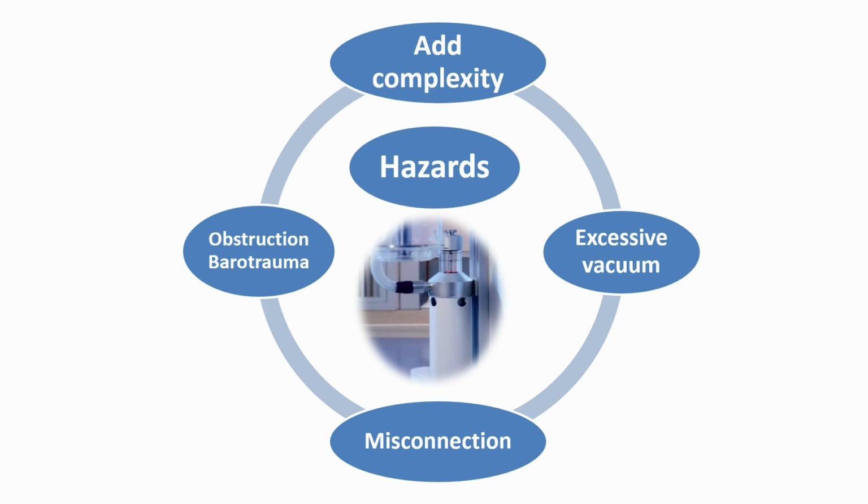What are the hazards of this system? It will add to the complexity of the anesthesia machine. Much more lines, much more hoses and connections. This will add much complexity to our system. Other hazards are excessive vacuum in active scavenging, misconnection of the hoses with each other, and finally, if we have an obstruction which is causing positive pressure, it could cause barotrauma to the patient.